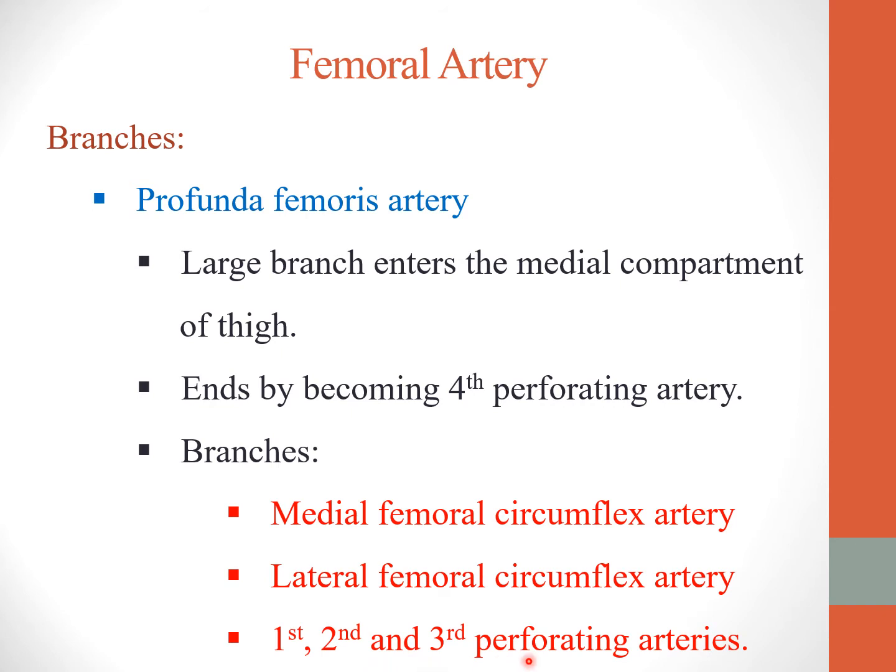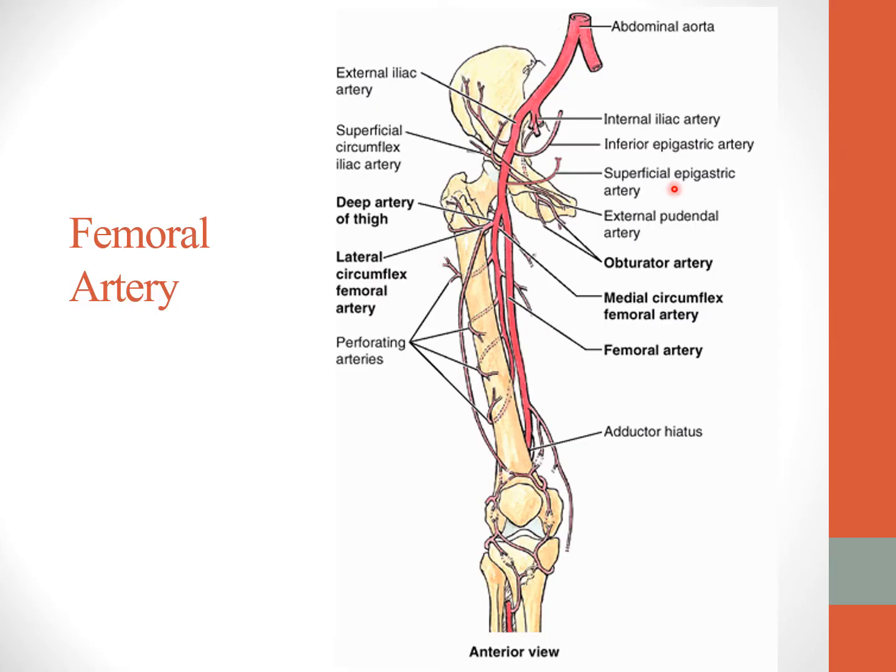So there are a total of two branches around the femoral neck, which are the medial and lateral femoral circumflex arteries, and three perforating arteries, which perforate and supply the deeper structures. That's why they are known as perforating. And the fourth one is that the terminal part of the profunda femoris artery continues as the fourth perforating artery. So we can see in the diagram.